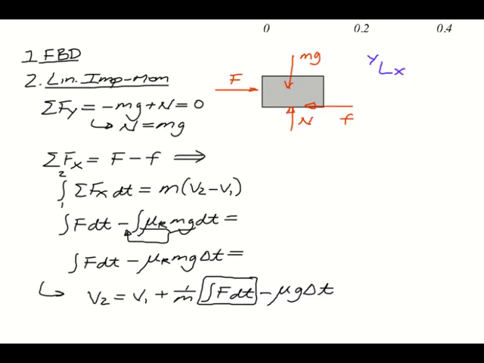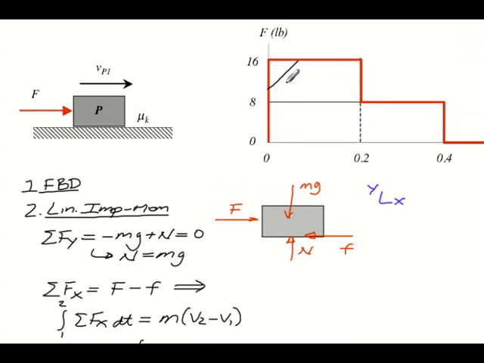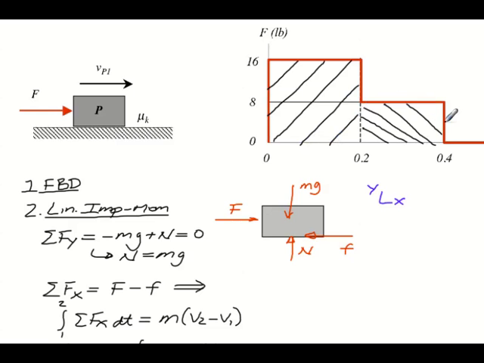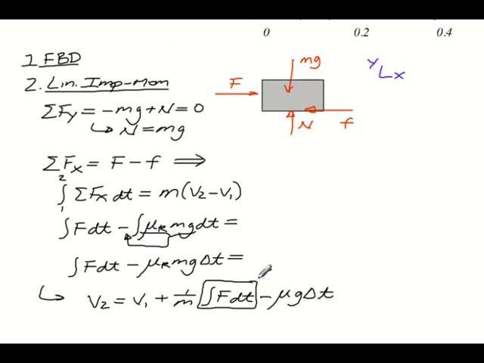What we can do is look back at our function F. The integration of F over time is nothing other than the area under this curve. If I break this up into two parts, one between 0 and 0.2, and then the last half between 0.2 and 0.4, we see that the area under this curve is equal to the first part, between 0 and 0.2, a base of 0.2 and a height of 16. And then between 0.2 and 0.4, that rectangle has a base of 0.2, and the height in that case is 8.